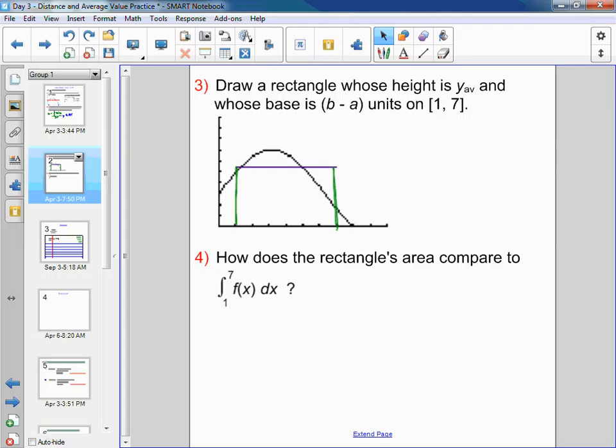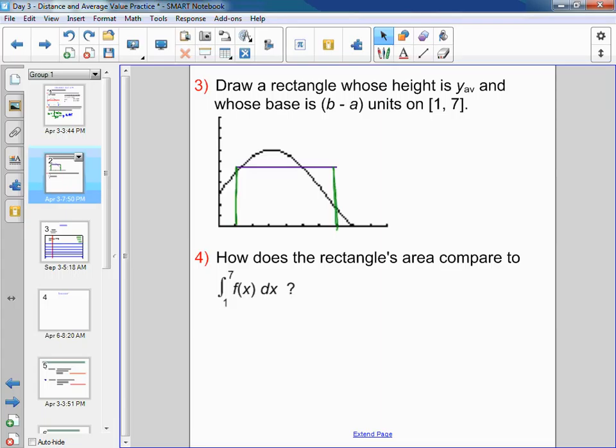It looks like now the area of that rectangle, whose base is the width of the interval b minus a, and whose height is that y average f of c value, is exactly equal to the integral of my function f over the interval 1 to 7. That, of course, is the exact area between my function f and the x-axis on the interval 1 to 7. So we've got a lot of visual connections here.